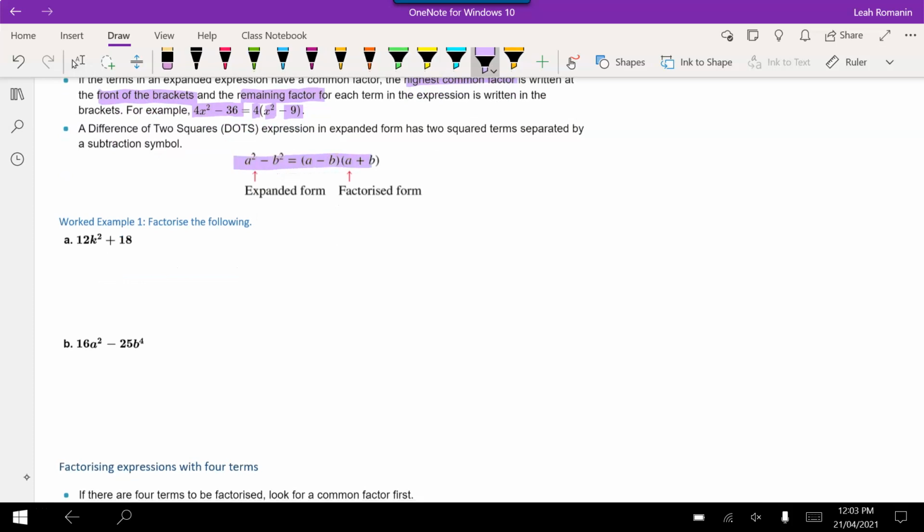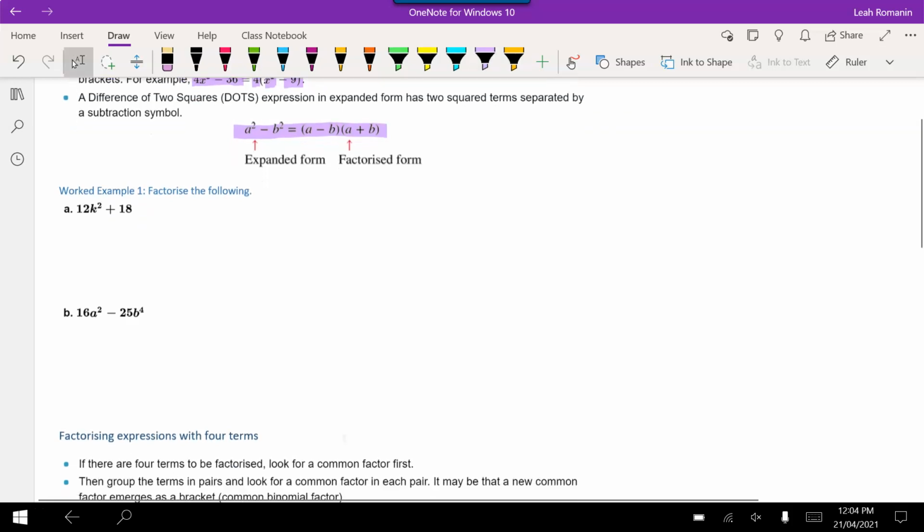This is a general form of what we're doing for a difference of 2 squares. So if you have one squared number minus another squared number, it's going to factorize and look something like this. So the square root of whatever a is is going to go in this bracket, and the square root of whatever b is goes here. The two same numbers will be in the second bracket. One has a minus in the middle and one has a plus in the middle.